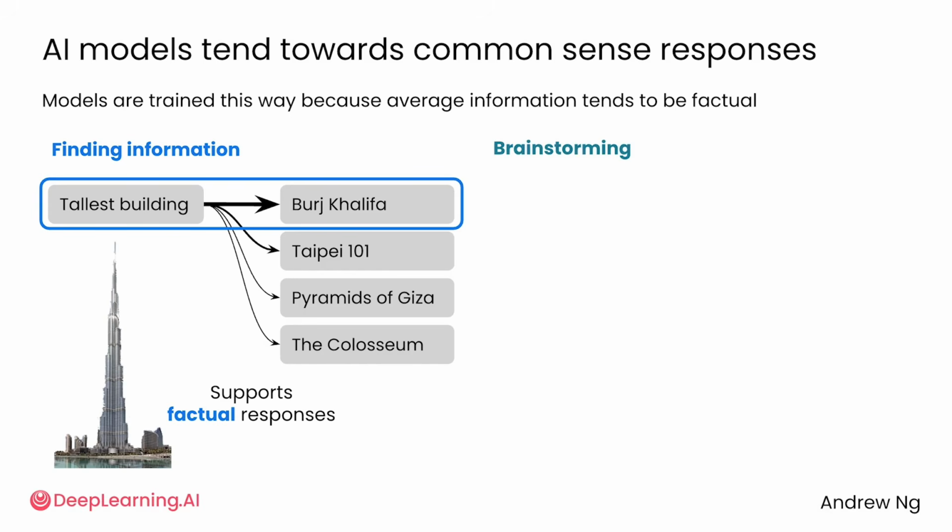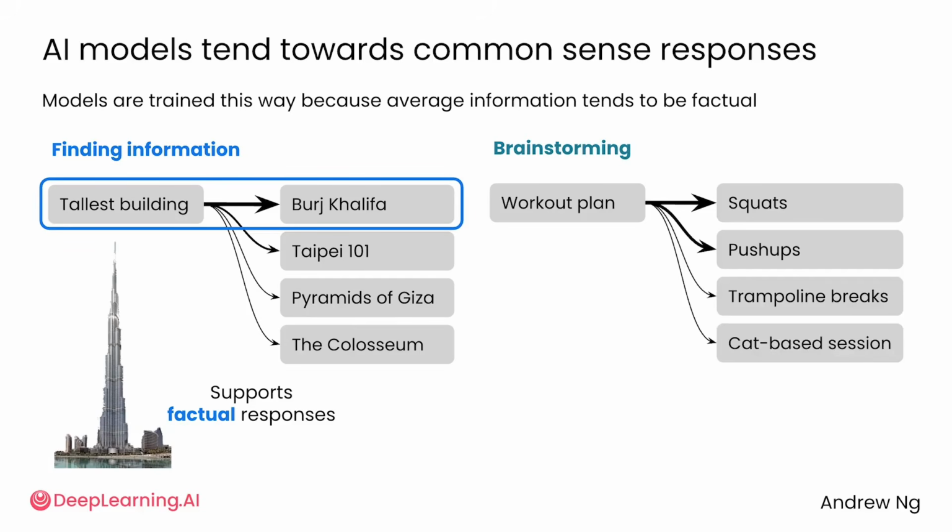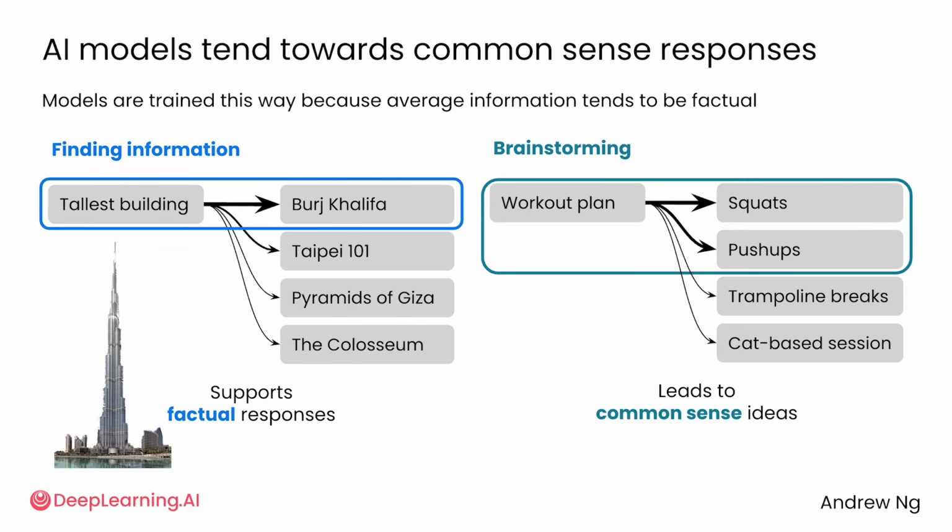But if you're brainstorming, then giving the average information or the most common response ends up with squats, push-ups, and almost never trampoline breaks, and pretty much never cat-based sessions. Which is why, if you ask an AI model to brainstorm with you, you get a lot of common sense ideas rather than the more creative ideas, which depending on your goal may or may not be what you want.